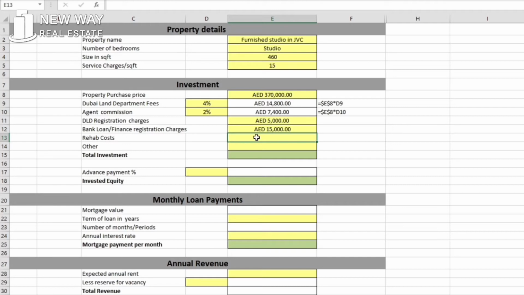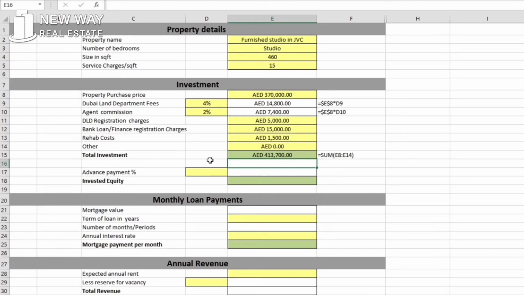Rehab costs, these are the costs that you will have to pay in order to fix up the place right after buying it, like for example a fresh coat of paint or cleaning service. So let's put it at 1,500 dirhams. For any other costs that you come up with, this is an open field. In this case, let's say 0. The total investment will be the sum of all the above. To do that, we just type Alt equals. Now the total investment you'll be doing is around 413,700.